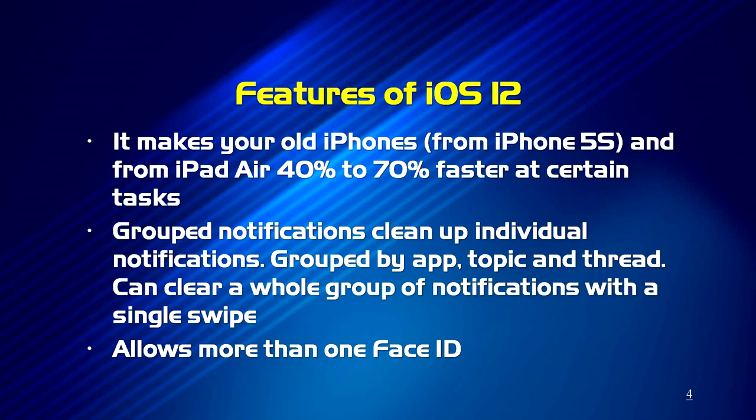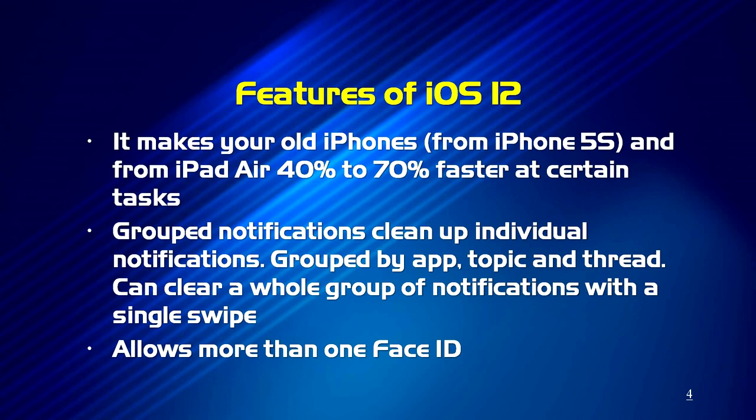Now, the features of iOS 12. It makes your old iPhones and iPad Air perform faster, at least 40% and up to a maximum of 70% at certain tasks. So, even if you bought an iPhone 5s, it still runs, and it even runs on the iPad Air series. iPad Air and iPhone 5s are a bit older, but iOS still runs on both of them. The current version runs on all the devices in between, that is, from the iPhone 5s until today and from the iPad Air series launch until today.